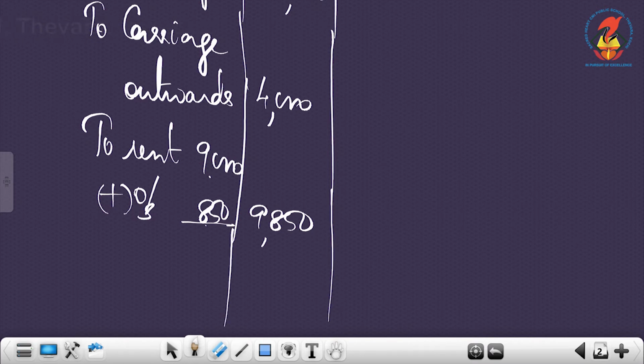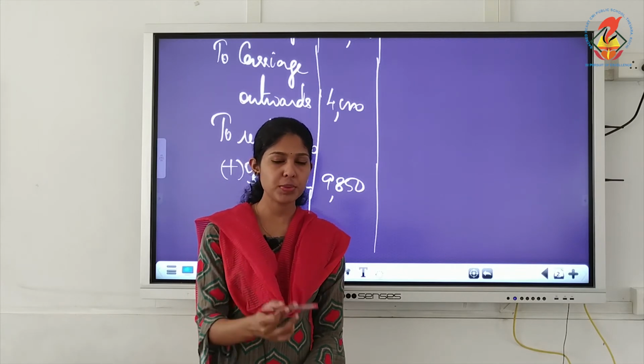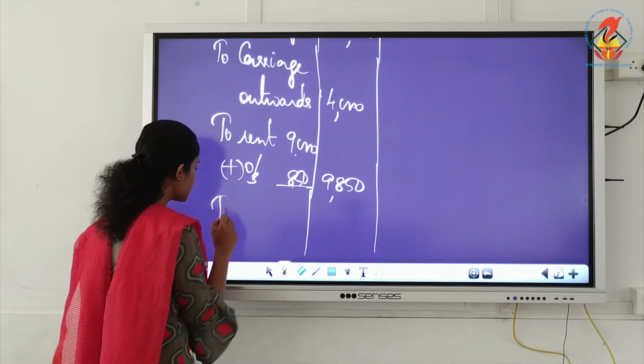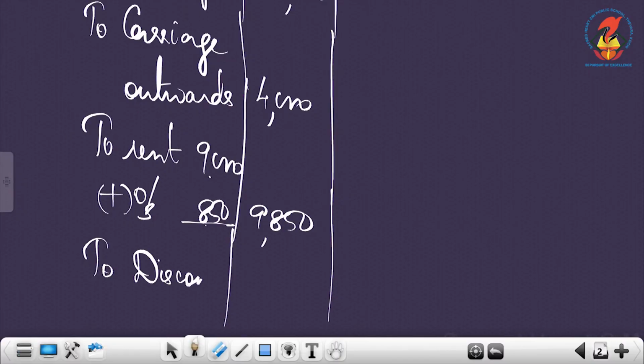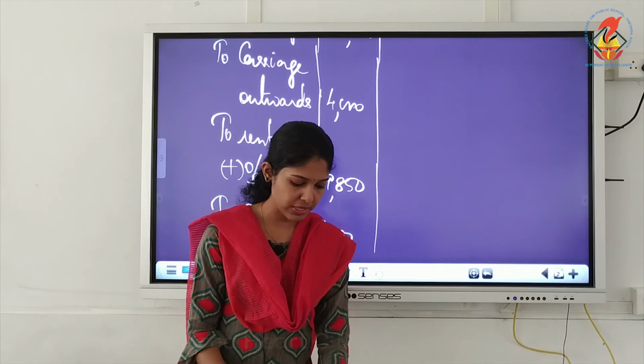Then what next? We have discount is there. Discount, nothing is mentioned, means it is discount allowed and it is an expense. So write it on the debit side. To discount, amount is 11,000. Okay, with that trial balance items are over. You have to go through adjustments also.